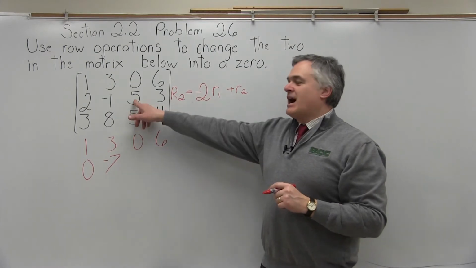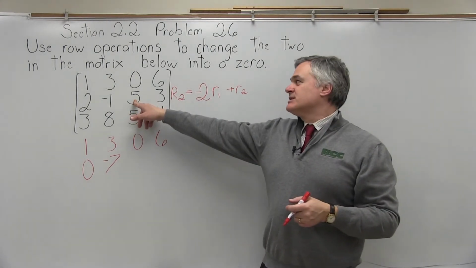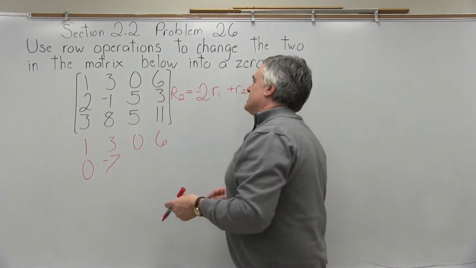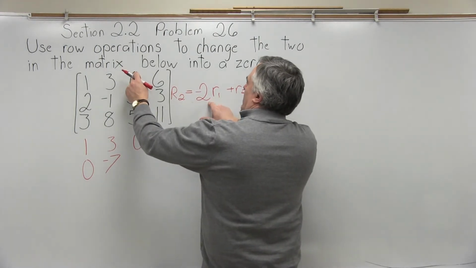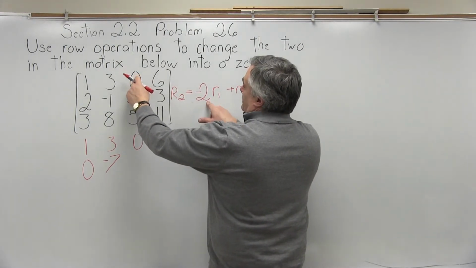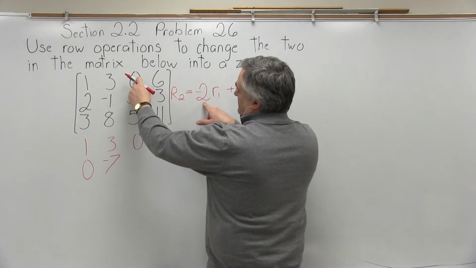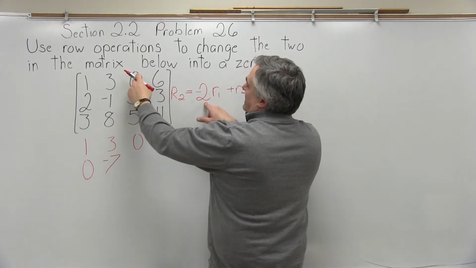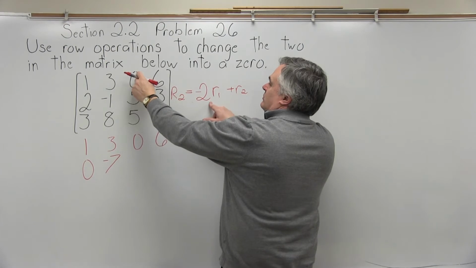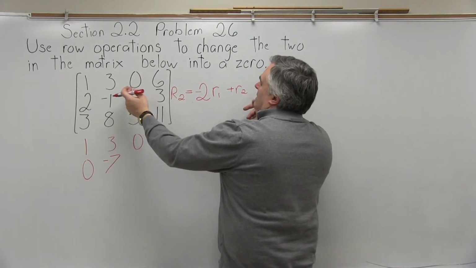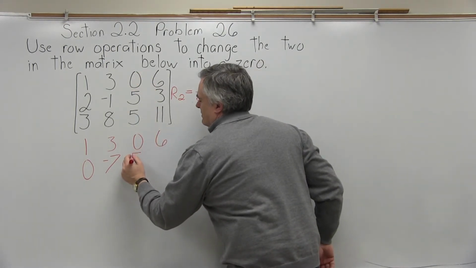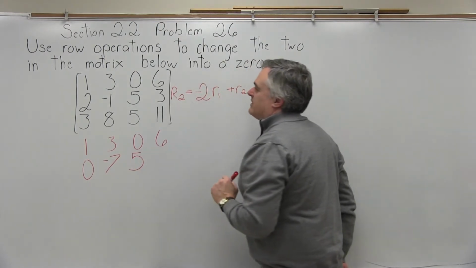Next, this 5, what happens to that? Actually, the 5 doesn't change. I do negative 2 times row 1, which in this column is negative 2 times 0. So when I multiply times negative 2, I make a 0. Add that result of 0 to row 2. So 0 plus 5 is 5. So the 5 actually did stay.